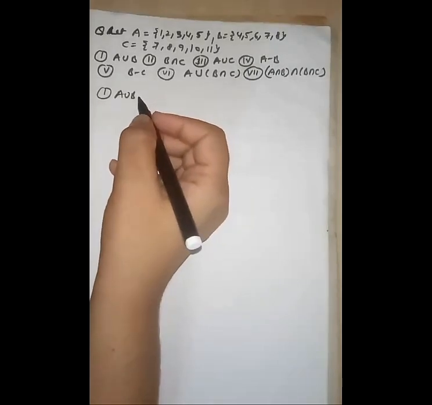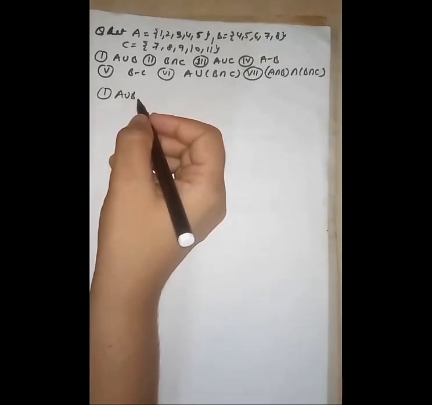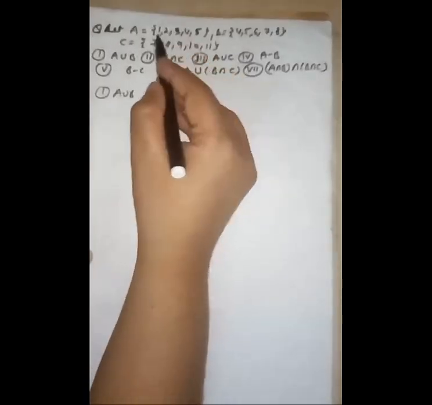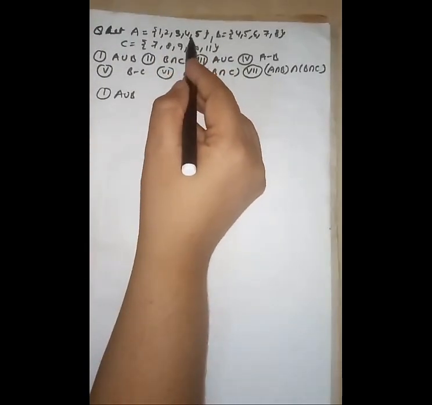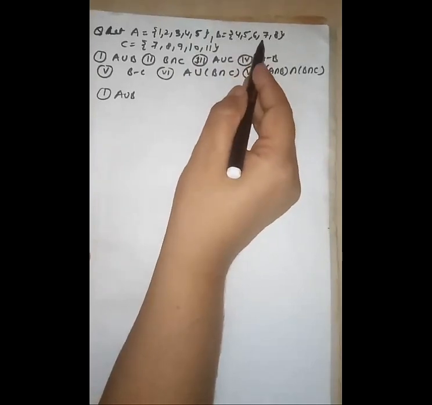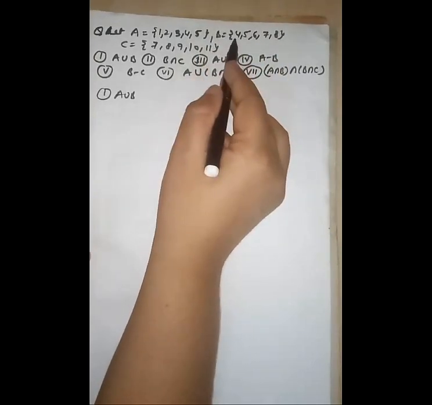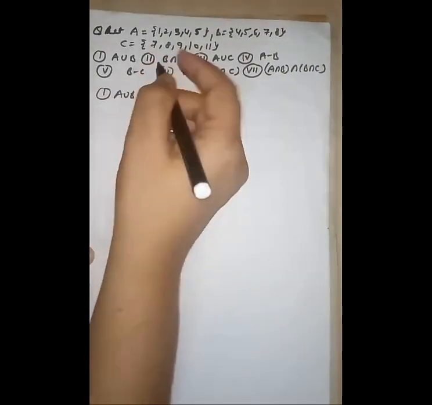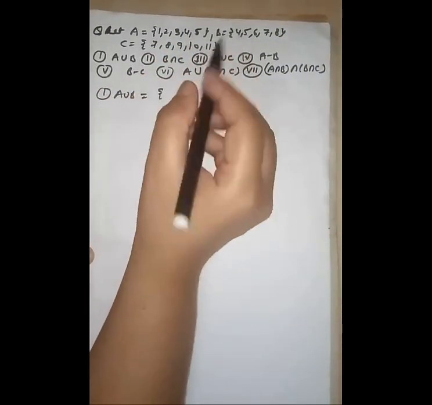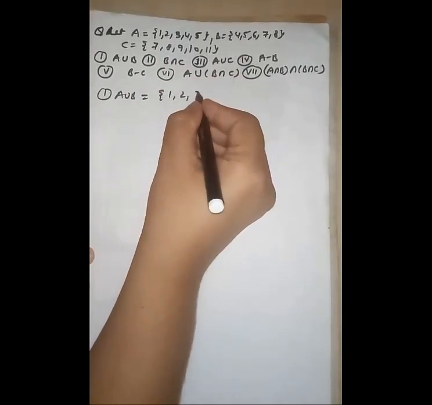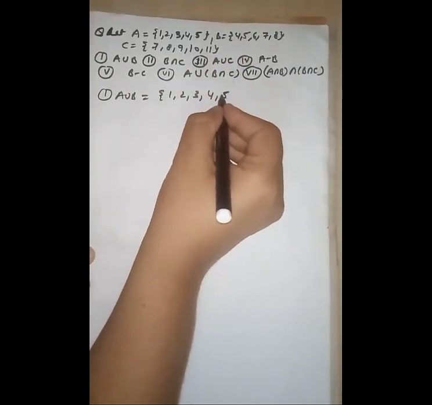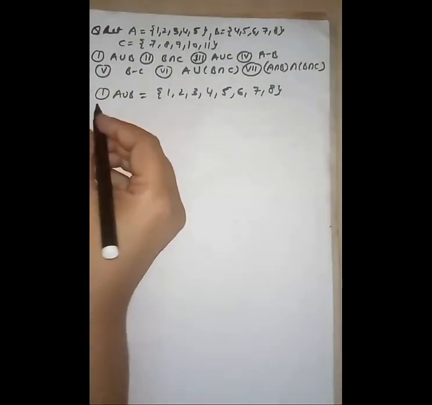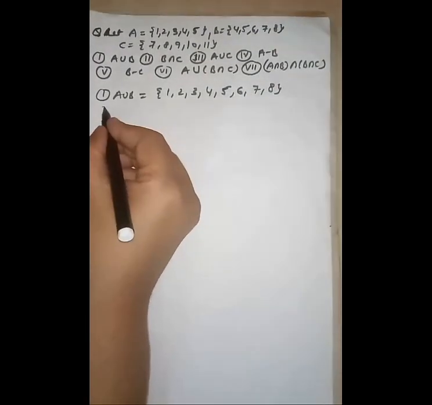So solving, taking the first one, A union B. As you know about the union, union means you combine all the elements of both sets. So here A has elements 1, 2, 3, 4, 5 and here B is 4, 5, 6, 7, 8. 4, 5 are repeated, so you take them only one time. So A union B is the collection of all the elements of A and B: 1, 2, 3, 4, 5, 6, 7, 8. Right? So this is your A union B.